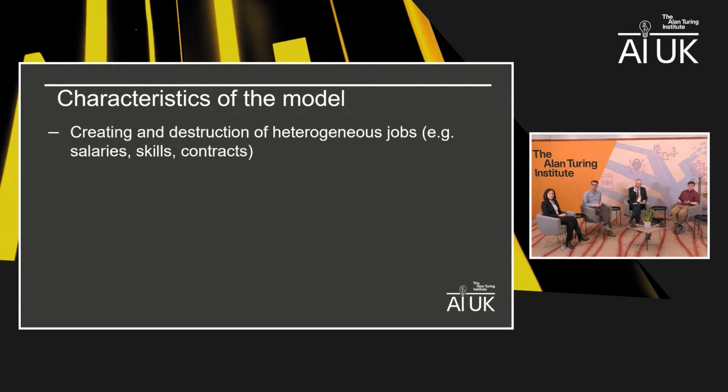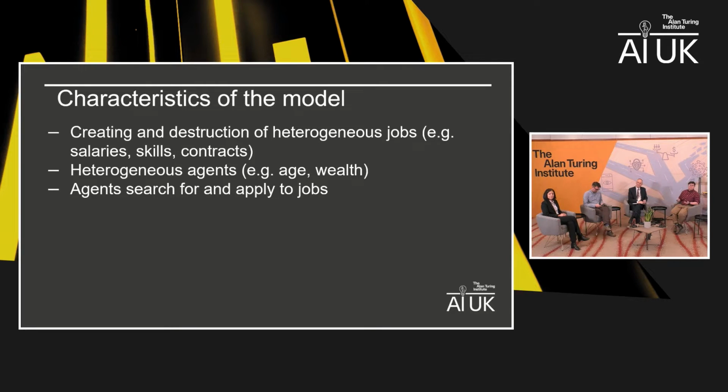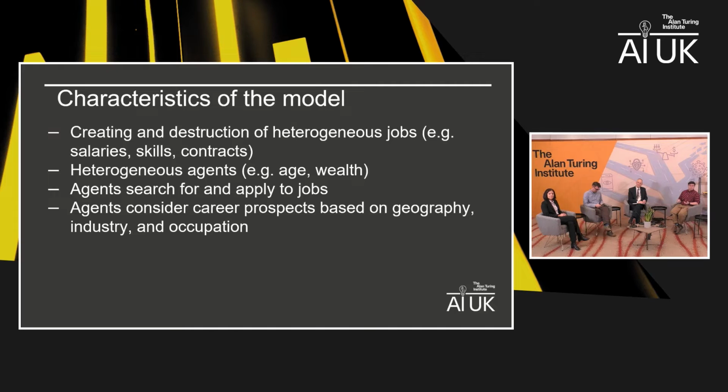So, characteristics of the model: we have jobs that are created and destroyed, and these jobs are heterogeneous, so they have different salaries associated with them, different skills required to perform them, different types of contracts, so full-time, zero hours, etc. And we also have agents that are heterogeneous. When we talk about heterogeneous agents, this can be in terms of how old they are, how much accumulated wealth they have, factors that would impact the sorts of decisions they're making about their careers, how long they can remain unemployed, etc. For example, people who are very wealthy are potentially able to remain unemployed for longer than those who don't have very much accumulated wealth and might just need to take the first job that becomes available to them. These agents search for and apply to jobs, and they're considering their career prospects not only based on wages, but on things like geography, industry, and occupation, looking to build their careers over time.